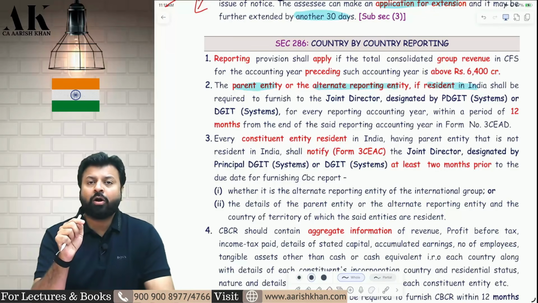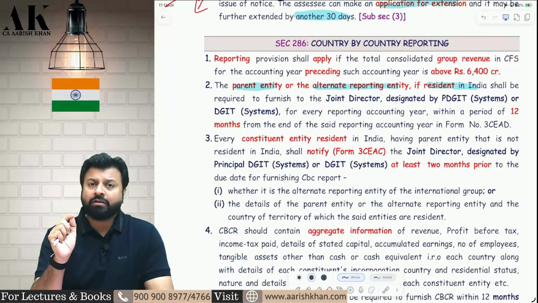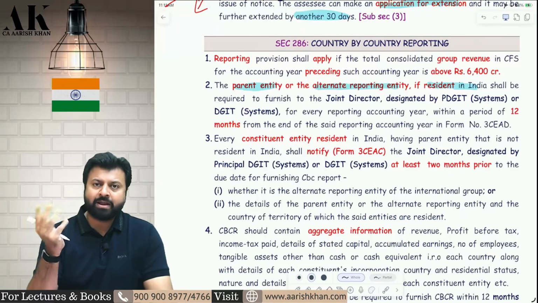So to understand alternate reporting entity, we need to understand the term constituent entity first. As I have told you the definition of constituent entity, now coming back to alternate reporting entity. Sir, who is the alternate reporting entity? See, by default, where will Sony file CBCR? Sony will file CBCR by default in Japan.